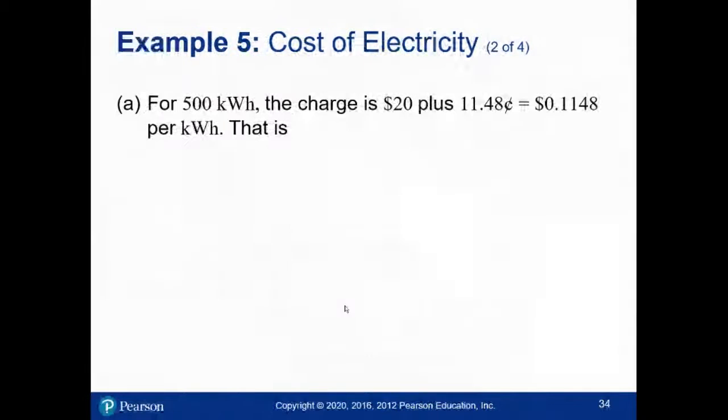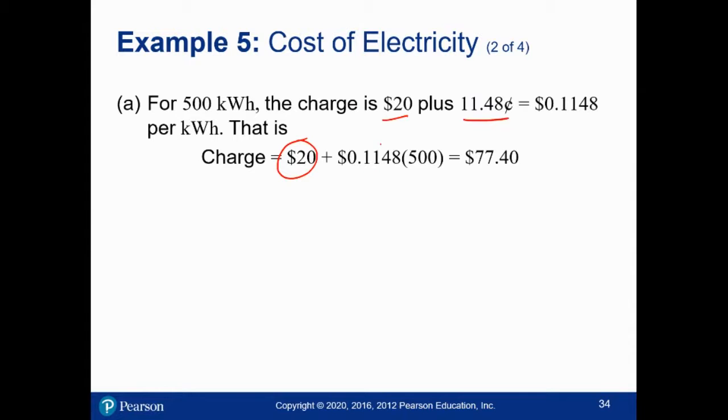All right, moving on. So 500 is under that cutoff of 700, which means the charge is just $20 plus 11.48 cents per kilowatt hour. So I just have $20, that base fee. This is the cost per kilowatt hour times how many I used, and it works out to be $77.40.